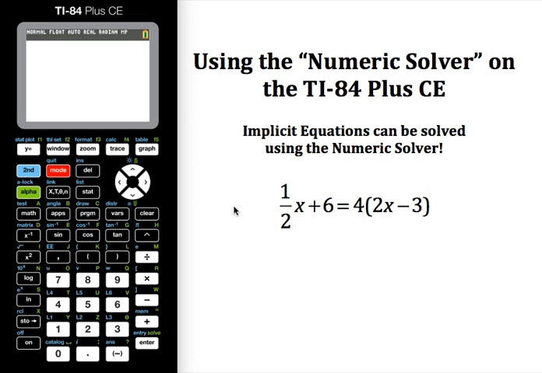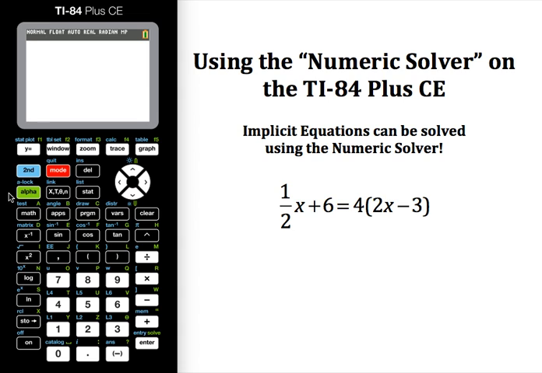Today we're going to take a look at how to use the Numeric Solver on the new TI-84 Plus CE calculator. We're going to use this to solve an equation in implicit form. This is considered an implicit equation because we've got x's on both sides of the equal sign. We can have fractions, decimals, just about anything we want as long as we've got something on both sides of our equal sign.